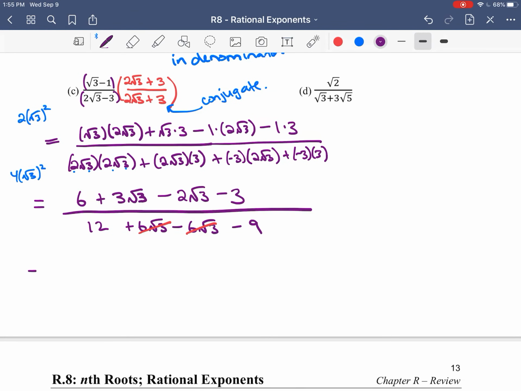So now if I simplify this, 6 minus 3 is 3, and then 3 root 3 minus 2 root 3 is just plus root 3. And it's going to be over 12 minus 9 is 3. So I'm just going to leave it like that.